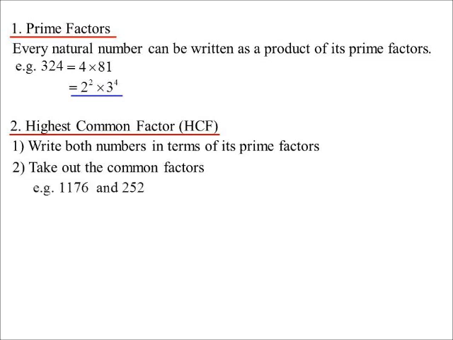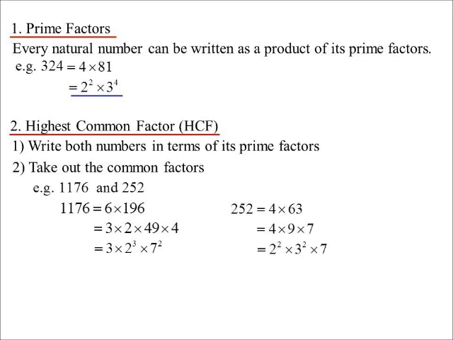So 1176 and 252. Okay, 1176 is 6 times 196, and they keep going. Three twos, they're okay, they're prime. 49 times 4, that can keep going. We end up with 3 times 2 cubed times 7 squared. There's 1176. 252, 4 times 63. Now we can keep going. So we go 2 squared, 3 squared, and 7.